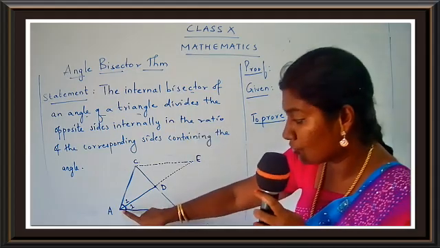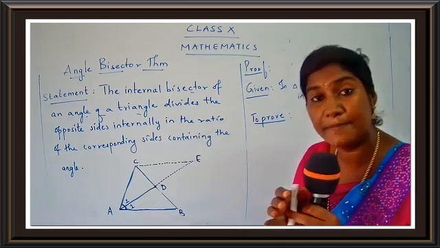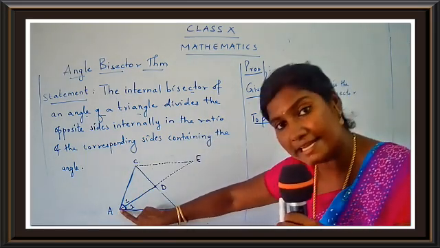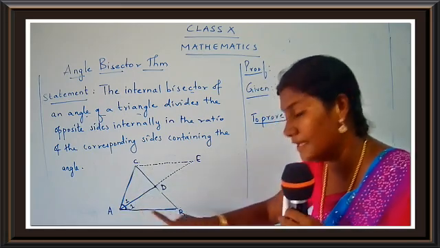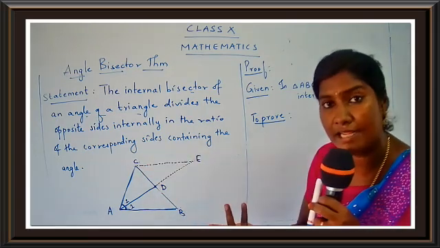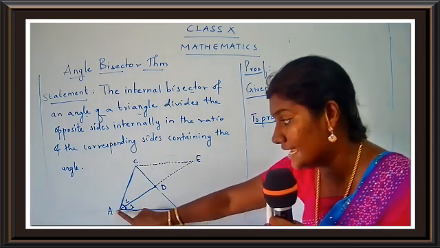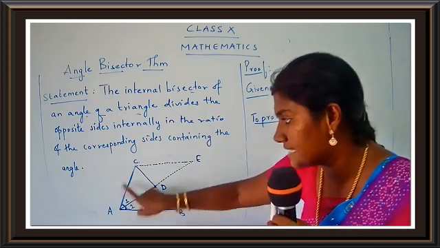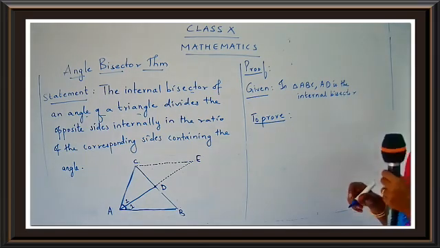And we have shown that AD is the angle bisector. That means which angle is being bisected? Angle A is bisected. So what are the sides containing angle A? AC is the side and also AB is the side. Okay, so you should not take BC because in BC you don't have any angle. Okay, so you have an angle in A. This angle A is bisected. So what are the sides containing the angle? It is AC and AB. Are you clear, children?